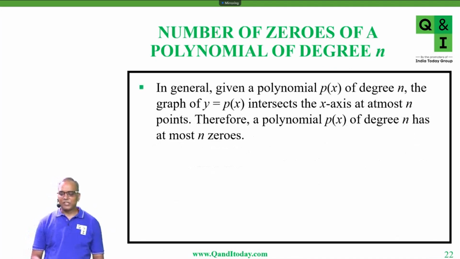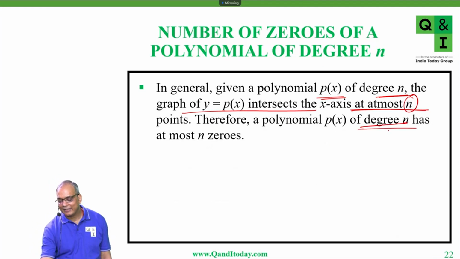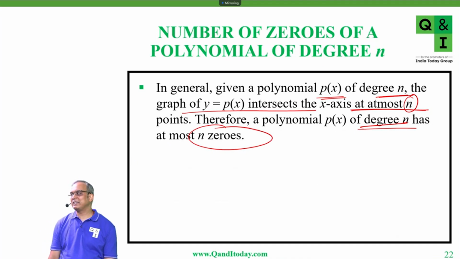So number of zeros of a polynomial of degree n. In general, if there is a polynomial p(x) of degree n, the graph y = p(x) intersects the x-axis at most n points. So therefore, a polynomial p(x) of degree n has at most n zeros. This is very important. Please note this down.